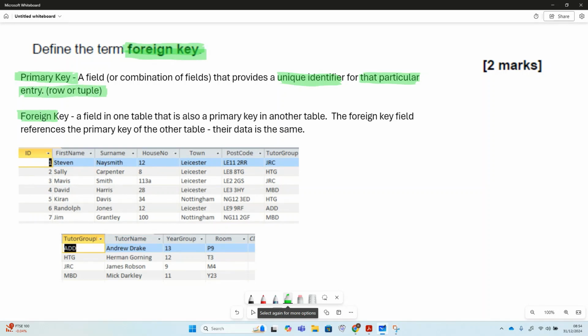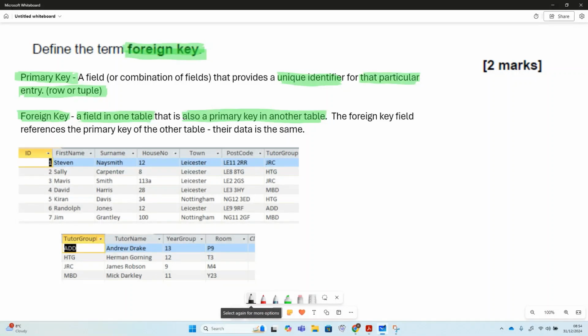The foreign key, and this is how we might get the points on this kind of question, is a field in one table that's also a primary key in another table. It's probably enough to get the 2 points at GCSE level. So the foreign key field references the primary key of the other table. The data is the same.